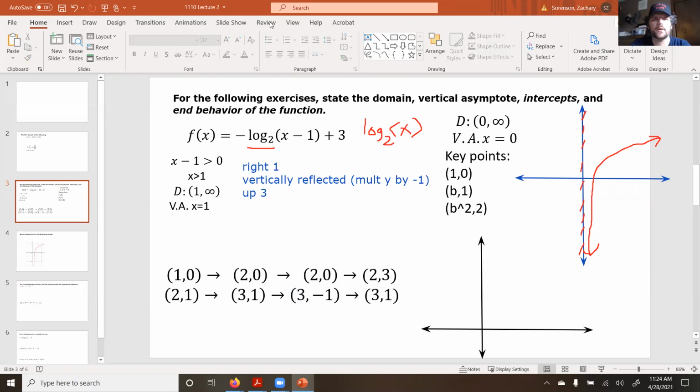Okay, so I know my vertical asymptote is at x is equal to 1. So that's my vertical asymptote. I plot my 2 key points. So 2, 0. I'm drawing with a mouse, so it's never good. 3, 1.